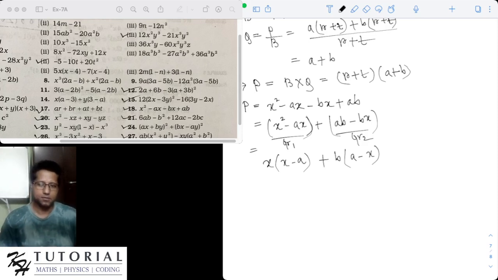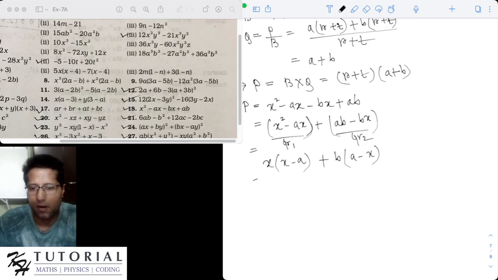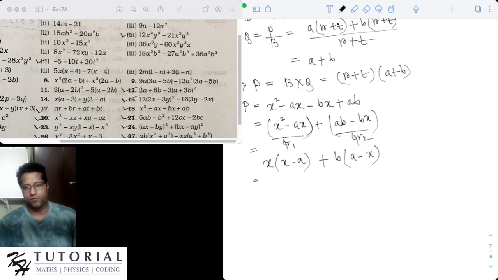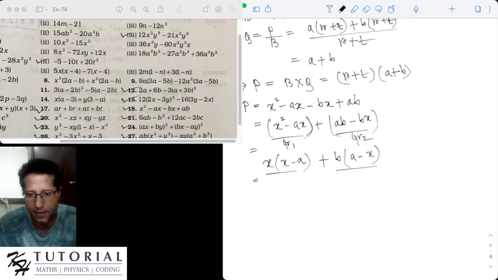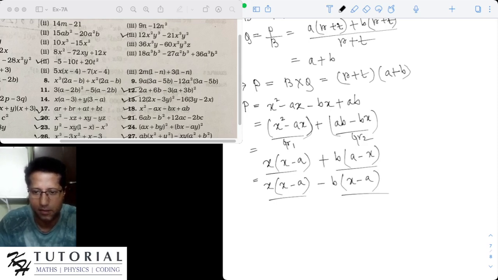A minus x. Okay. Now if you have two parts, a minus x and x minus a are negative of each other, so I can rewrite it as x into x minus a minus b into x minus a. So now we see there is a common factor of x minus a in this polynomial. So this implies the common factor, which is a binomial, is x minus a.